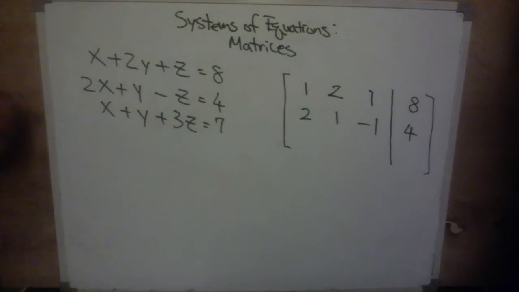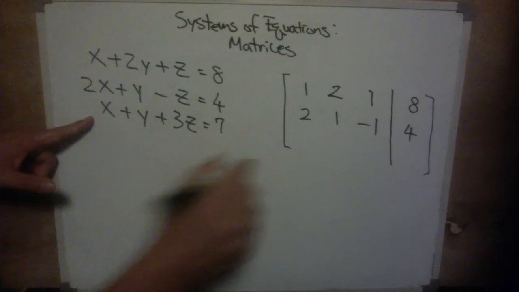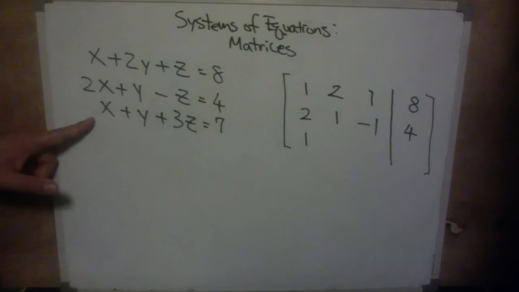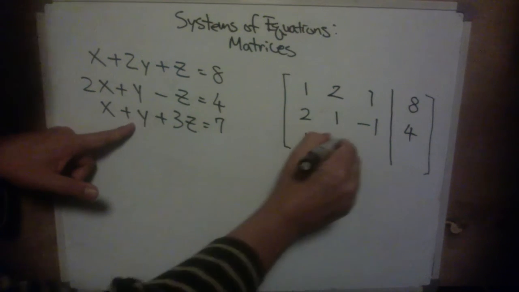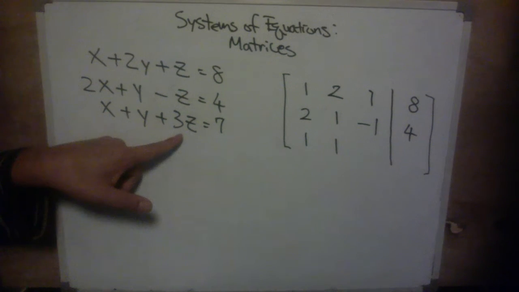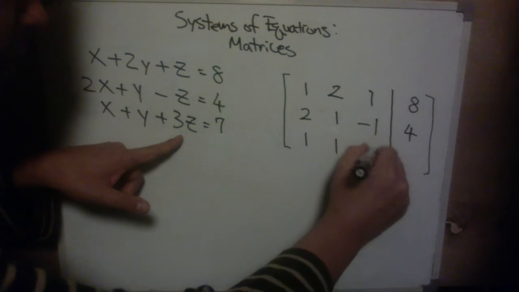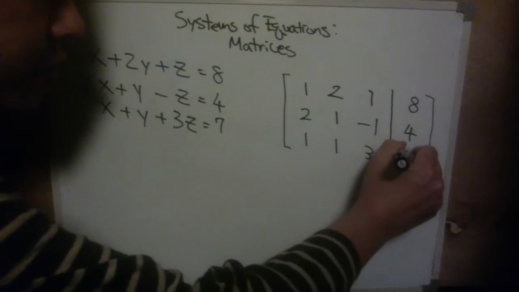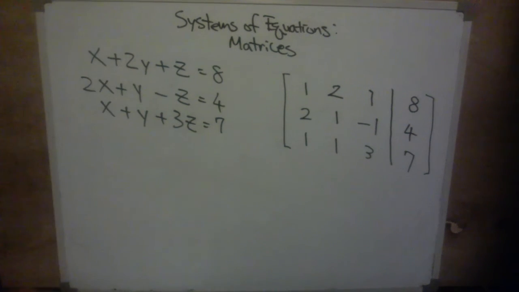Now I'm going to look at the third equation and write all the coefficients. It's 1 in front of x, so I'll write 1 here. It's 1 in front of y, so I'll have 1 here. It's 3 in front of z, so it's 3 right here. And it's 7 on the other side, so I'll write 7 right here, like that.